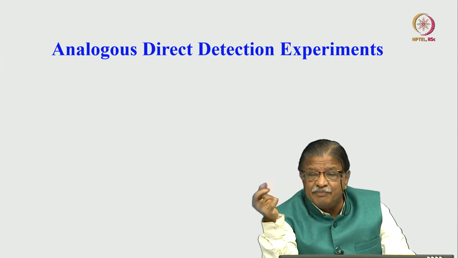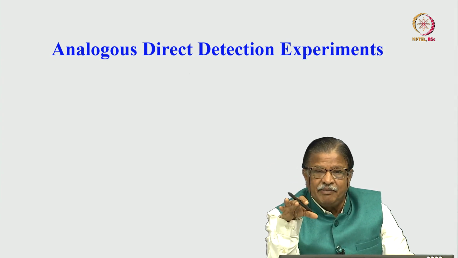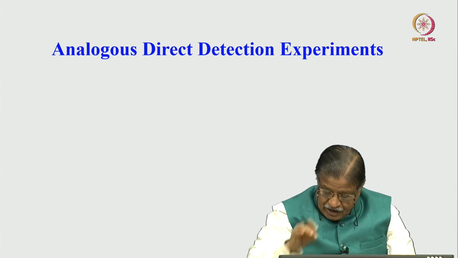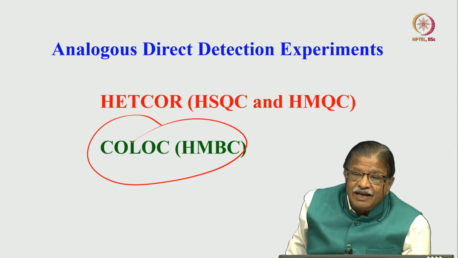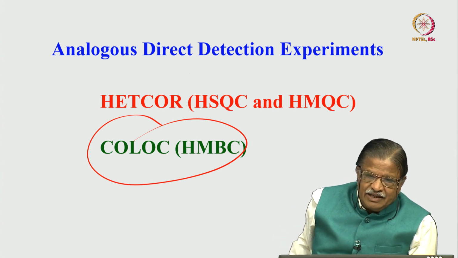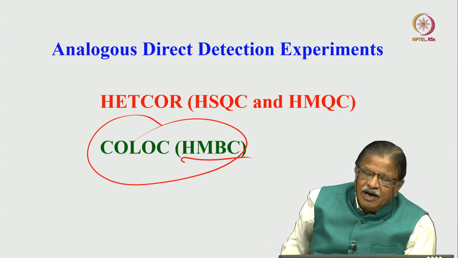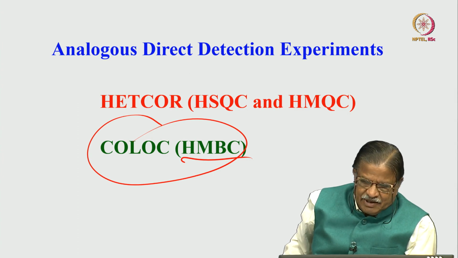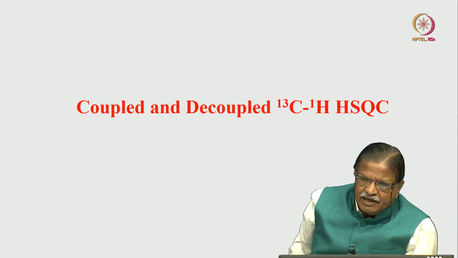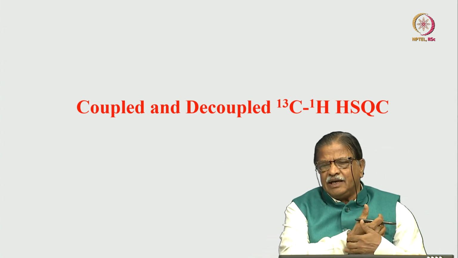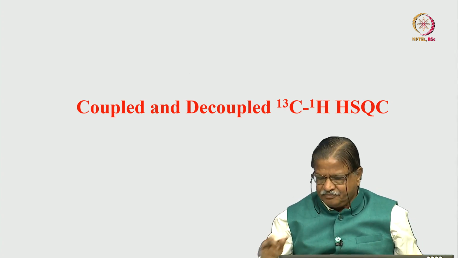What about remotely bonded HMBC experiment? I did not explain, but is there any identical experiment for direct detection? Of course it is there, and that is called COLOC, correlation of long range carbons. So, long range correlation is there. This is analogous to HMBC. There are also direct experiments analogous to HSQC experiment, inverse experiments, but direct experiment because nobody does these days. So, I am not discussing that. But I will give you some information about coupled and decoupled carbon-13 HSQC.